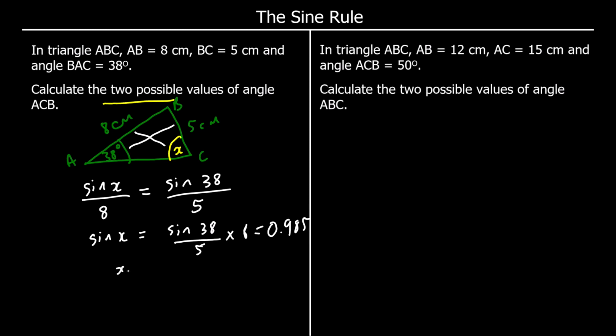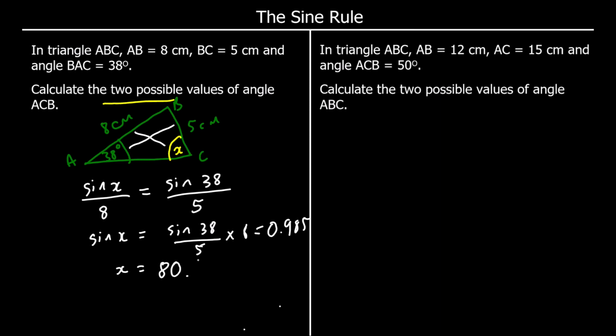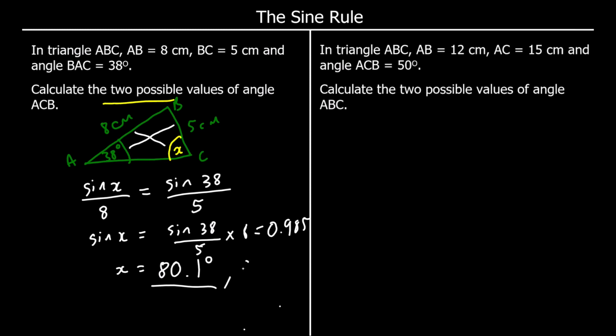We want x, so let's shift sine the answer. And remember, this is only going to give us an answer between 0 and 90, 80.1 degrees. So that's our first answer. Our second answer is 180 minus the first answer. So it could also be 99.9 degrees. So there's two possible answers. x could be 80.1 or 99.9, and they would both have an 8, a 5, and a 38-degree angle. One for you to try. Pause the video and give it a go.